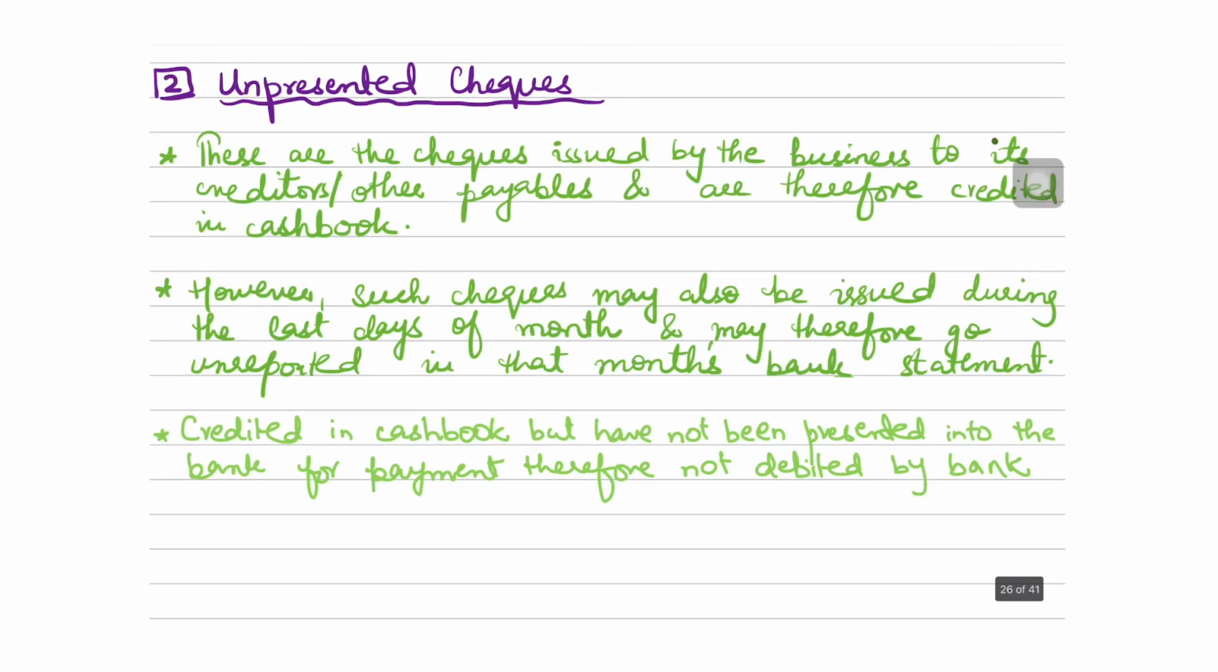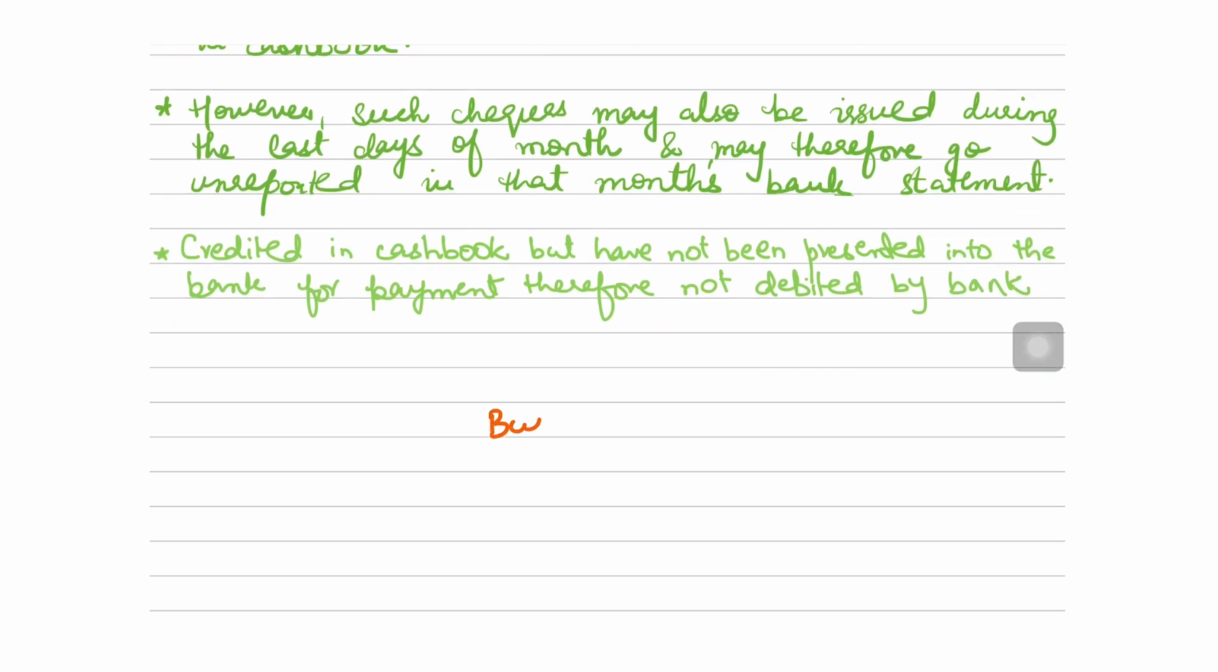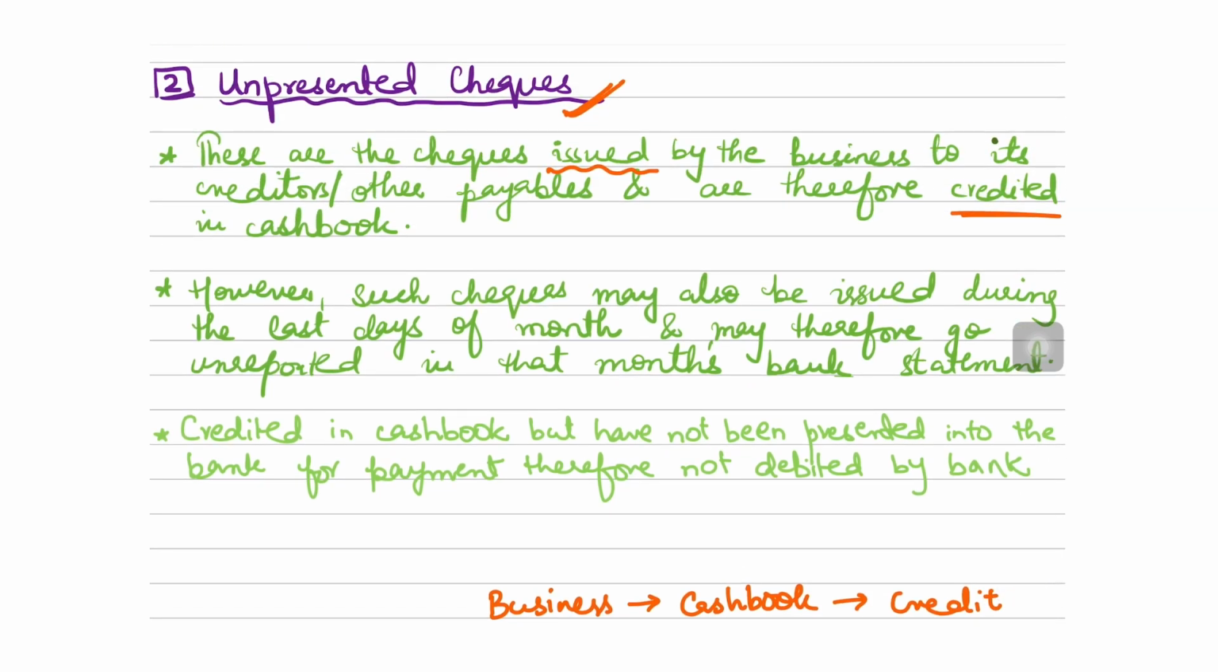Second is the complete opposite of uncredited checks, that is called unpresented checks. Now what are these? These are the checks issued by the business for payments to any supplier or any third party, and whenever I am writing a check for payment, the business records that check in its cash book on the credit side, right? Cash outflow. Now what are unpresented checks? Again, the same logic. Such checks may also be issued during the last days of the month and may therefore go unreported in that month's bank statement, right?